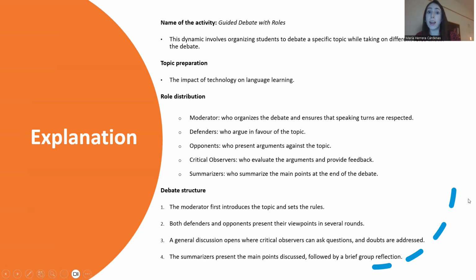As I said before, the name of the activity is Guided Debate with Roles. And this activity involves the organization of students to debate a specific topic, while also taking on different roles within the debate. First of all, we need to prepare the topic, and I chose one, which is the impact of technology on language teaching, or here on language learning.